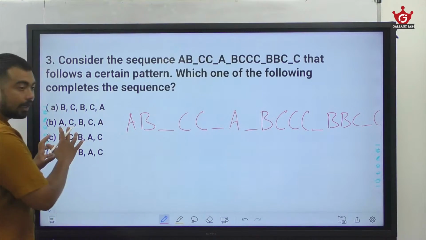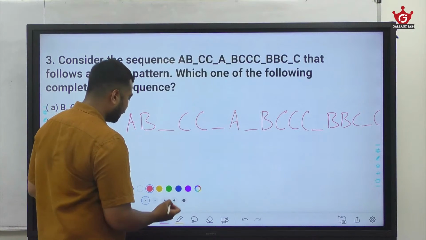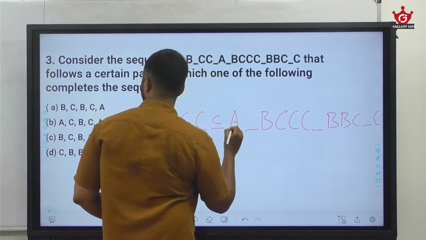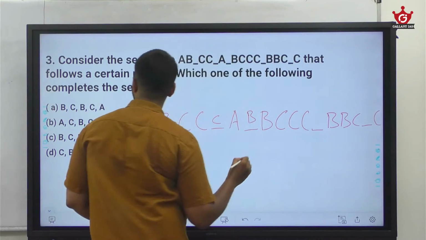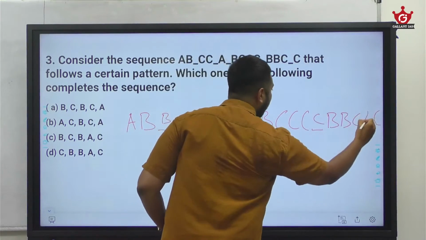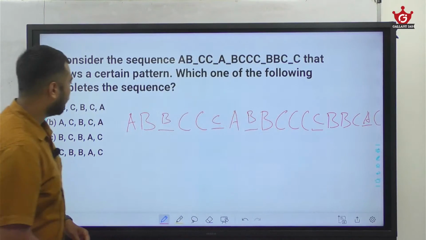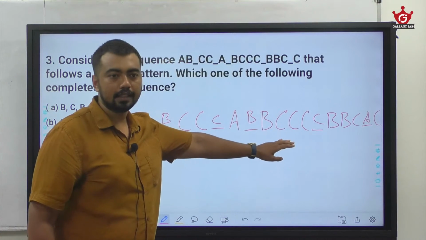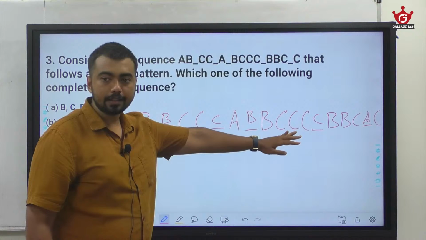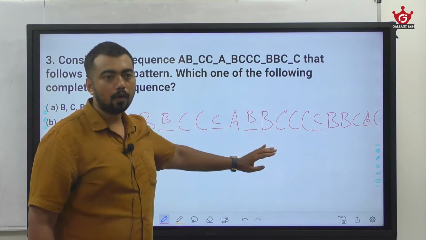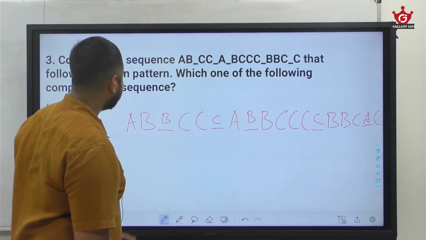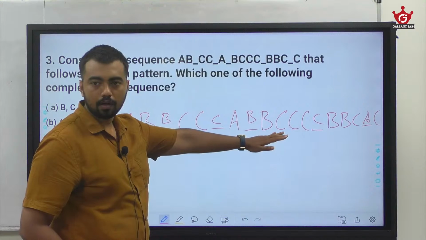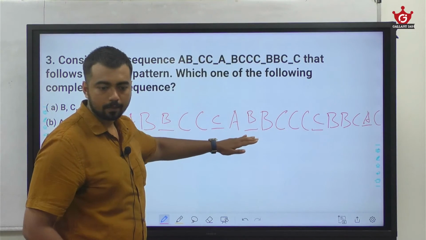So let's apply the first option here. The first option is B, C, B, C and A. As I have told you before, there are 18 letters in this series, and the way to divide that can be 18 into 1, 9 into 2 or 6 into 3. So let's see, are you able to find a pattern in these 18 letters as a whole? No, right?